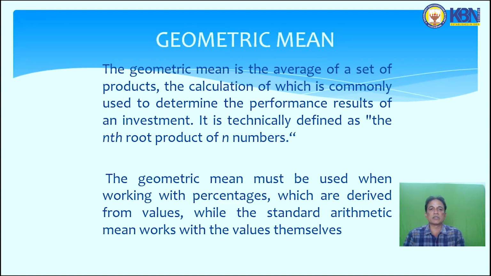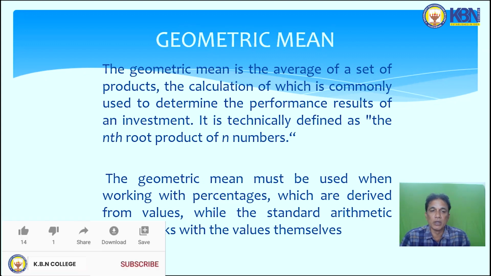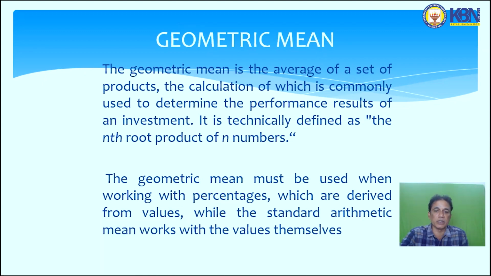Now we are going to discuss geometric mean. Usually geometric mean is the average of a set of products, the calculation of which is commonly used to determine the performance results of an investment. It is technically defined as the nth root of the product of n numbers. Geometric mean must be used when working with percentages which are derived from values, while standard arithmetic mean works with the values themselves. If you want to work with percentages, you can use geometric mean.